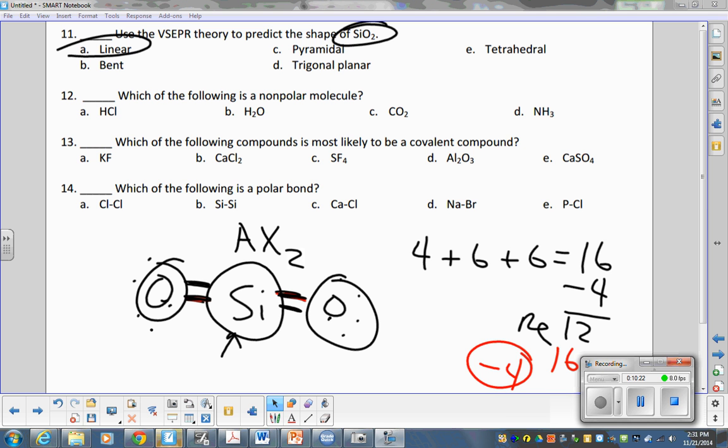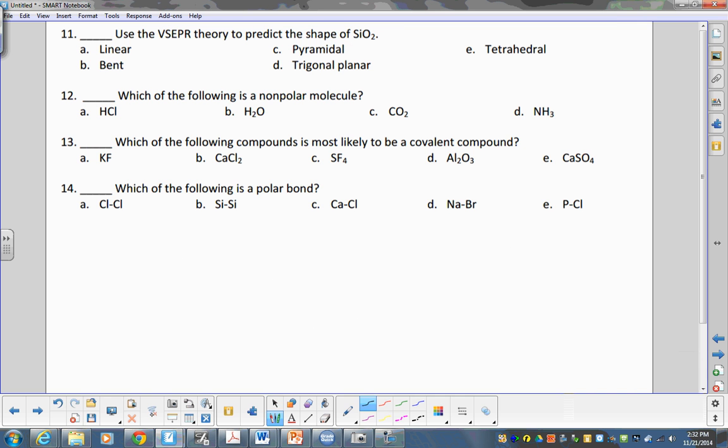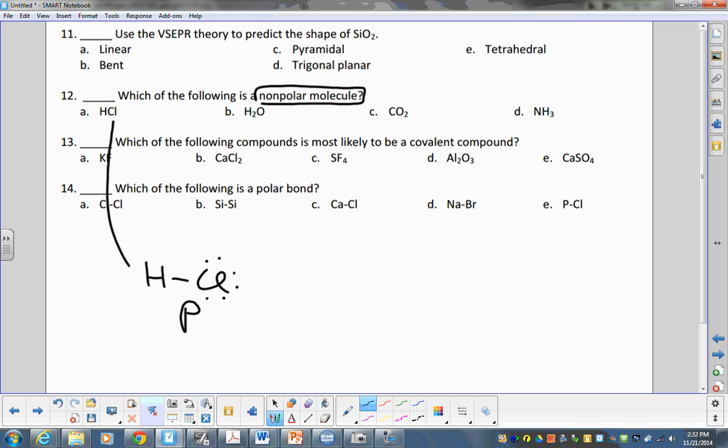Let's see here. All right, next, it's asking you about a nonpolar molecule. Which of the following is a nonpolar molecule? Well, if we look here, this is HCl. If you only have 2 atoms that make it up and they're different, it's automatically going to be polar. So that's automatically polar because it's 2 elements and they're different. Water, which you should kind of know already just off the top of your head from bio or whatever, has lone pairs of electrons, which is automatically going to make that polar.